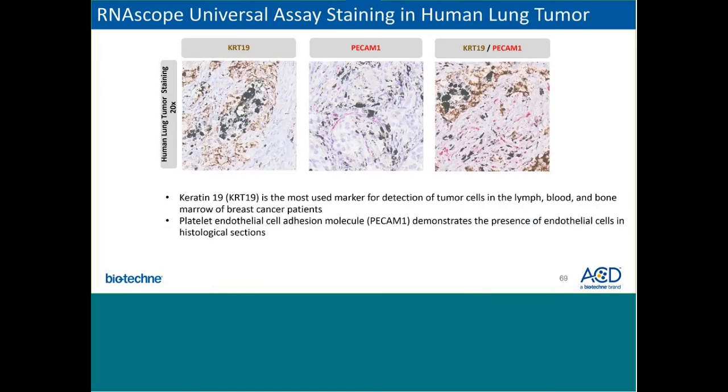To demonstrate the contrast and robustness of the HRP and AP, we show staining in lung cancer tissues that have black deposits from the lung tumor carbon deposits. And here we're showing keratin-19 using VS HRP. Keratin-19 is a marker for tumor cells in the lymph, blood, and bone marrow in breast cancer patients. Using the VS AP, we've stained endothelial cells with PCAM1. And the last image is the Duplex combination.